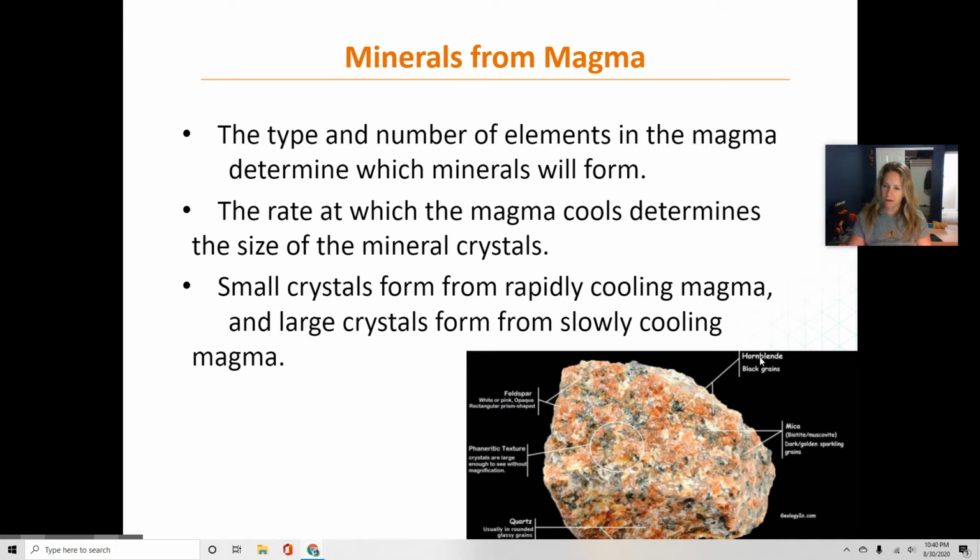So there's other things in here. Hornblende is listed, mica, quartz. Those make up this piece of granite. And we know that it formed underground because we can see the different minerals. If we couldn't see the minerals, then we know that it formed above ground.